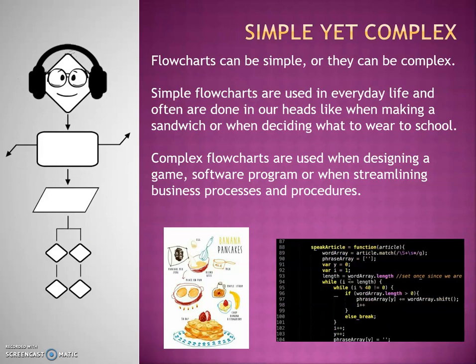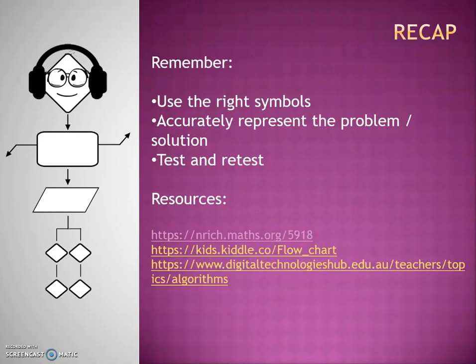As you can see, flowcharts can be simple or they can be complex, depending on what you are trying to achieve. Simple flowcharts are used in everyday life and often are done in our heads, like when making a sandwich or when deciding what to wear to school. Complex flowcharts are used when designing a game, software program, or when streamlining business processes and procedures. It is important to use the right symbols when creating flowcharts to ensure you represent the problem solution accurately, to make your computer game work, and your sandwich taste great.